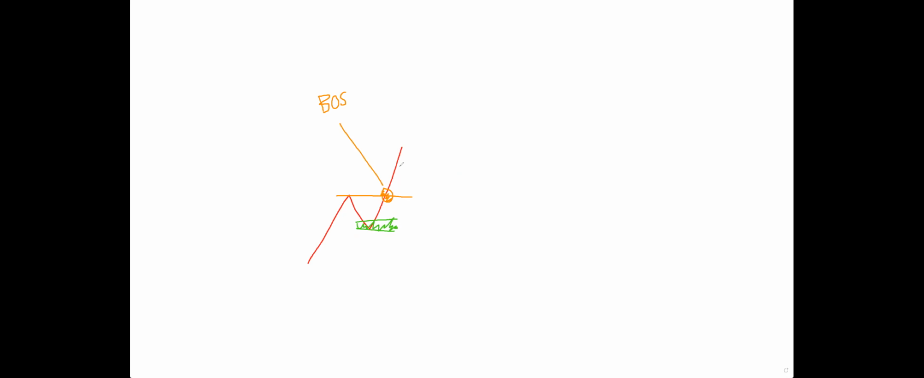This is your demand. I'm gonna be honest, you can say demand zone or you can say order block. It's the same thing. I don't know why we confuse the two, but it's the same thing, right? So you can say demand or order block for this purpose. I'm gonna say order block because technically it is an order block.